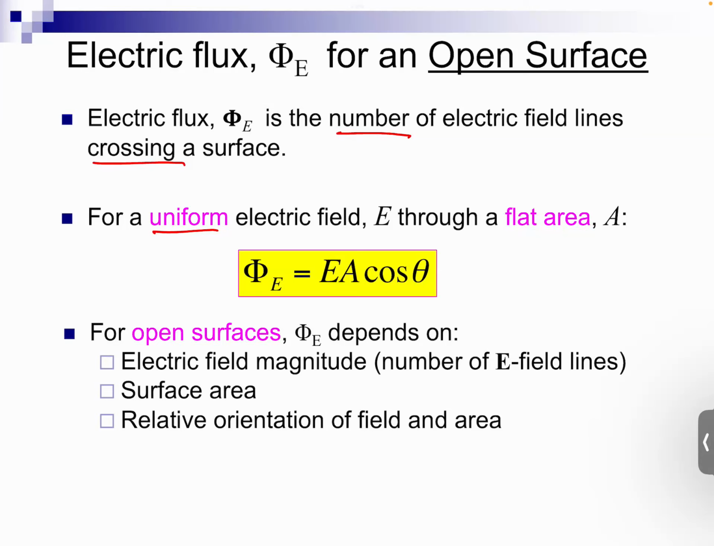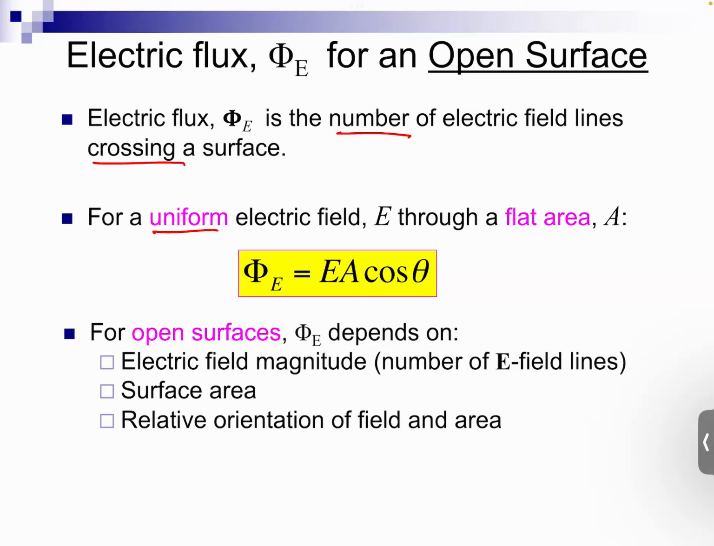Just imagine there is a charge at the back of this board, and this charge is creating an electric field line around itself. The electric field lines are shown here, right? So these are the electric field lines created by the charge behind this board. Electric flux is the number of electric field lines crossing a surface.